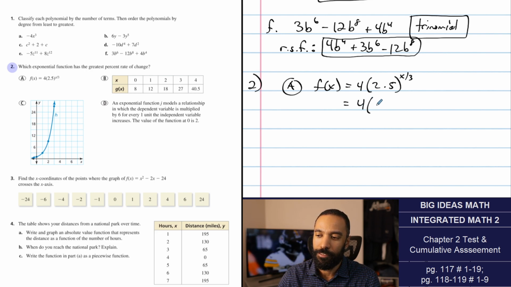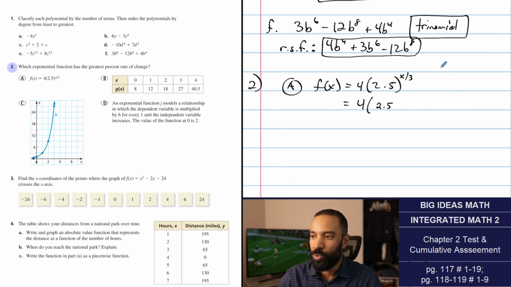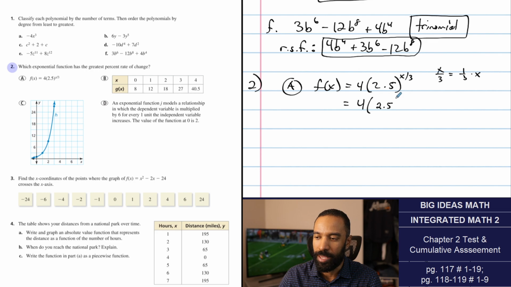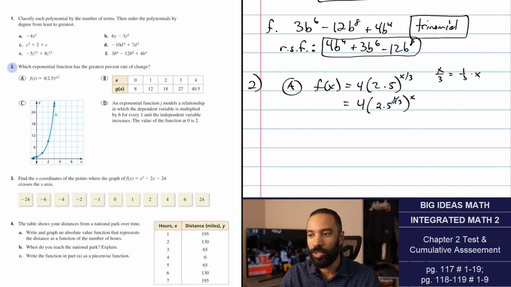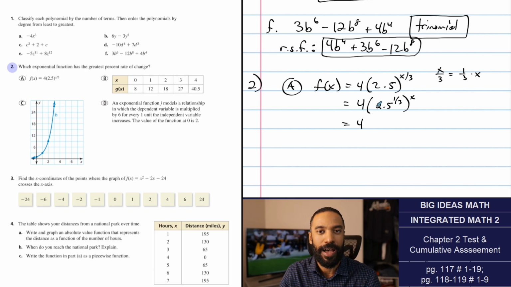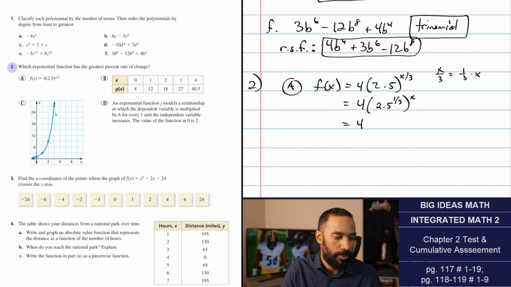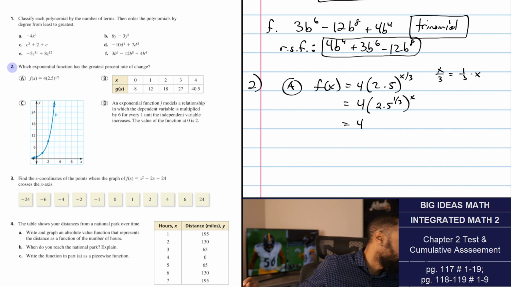But the 2.5 here is actually being raised to the x over 3 power. X over 3 is the same as 1/3 times x. Keep in mind that. So this is to the 1/3 power all to the x power like that. That's important because we're looking at 2.5 to the 1/3 or the cube root of 2.5. That's how you do that. So the cube root, I'm going to do this on my phone, I guess.